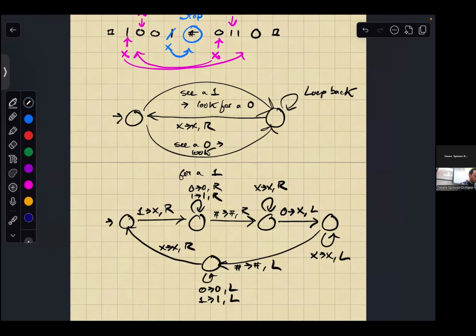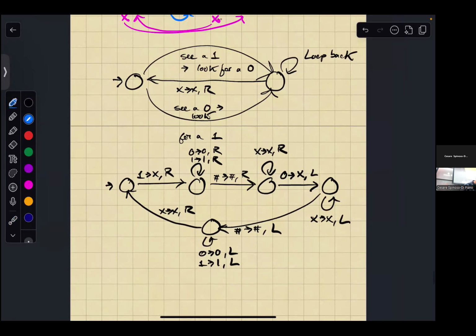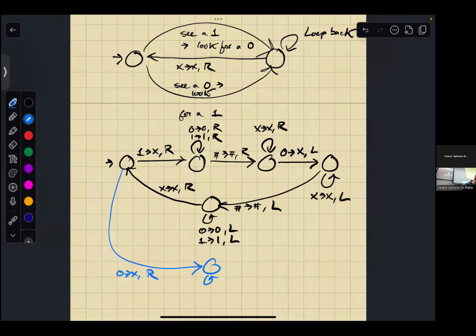So I'm going to go through this a bit quicker. I'm just going to quickly copy it. If I see a 0, mark it with an X, and go through the unmarked zeros and ones. Then eventually I should go through the hash. I'll go through the stuff that I already marked, and eventually I should see a 1. If I don't see a 1, then I'll just halt here and reject.